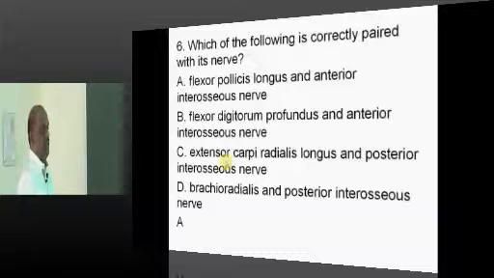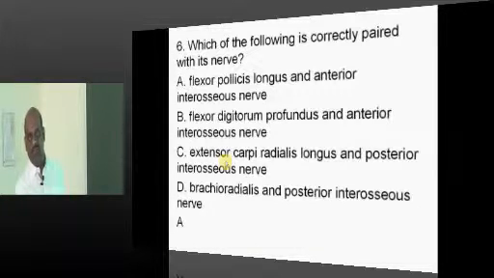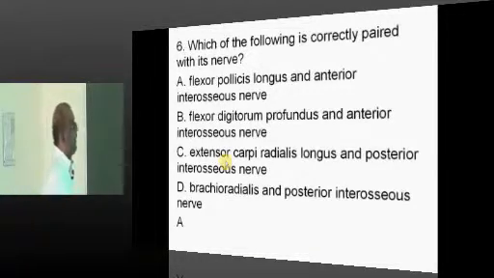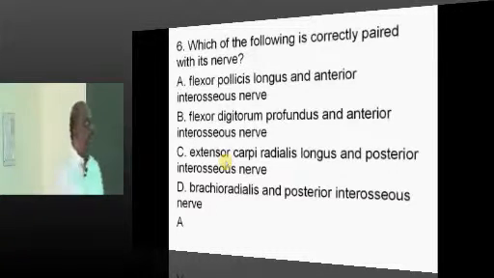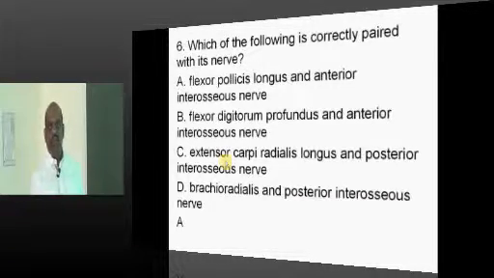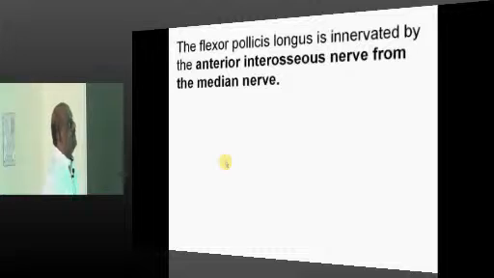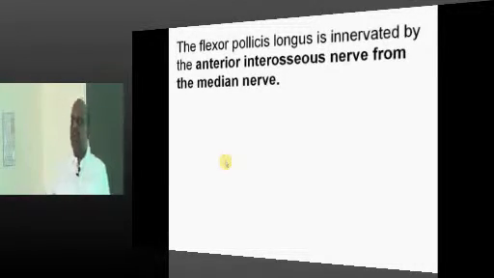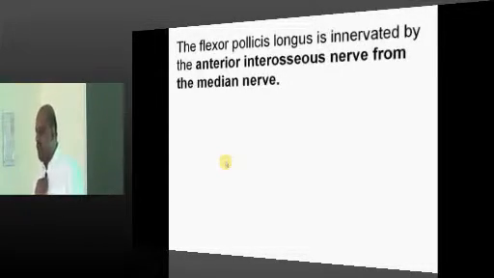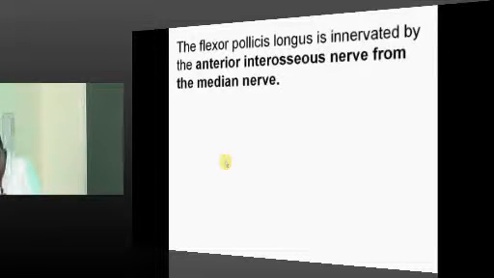Now coming to the various nerves and the muscles that they innervate. So you need to know that the flexor pollicis longus is innervated by the anterior interosseous nerve, which is a branch of the median nerve, is what you have to ultimately remember.